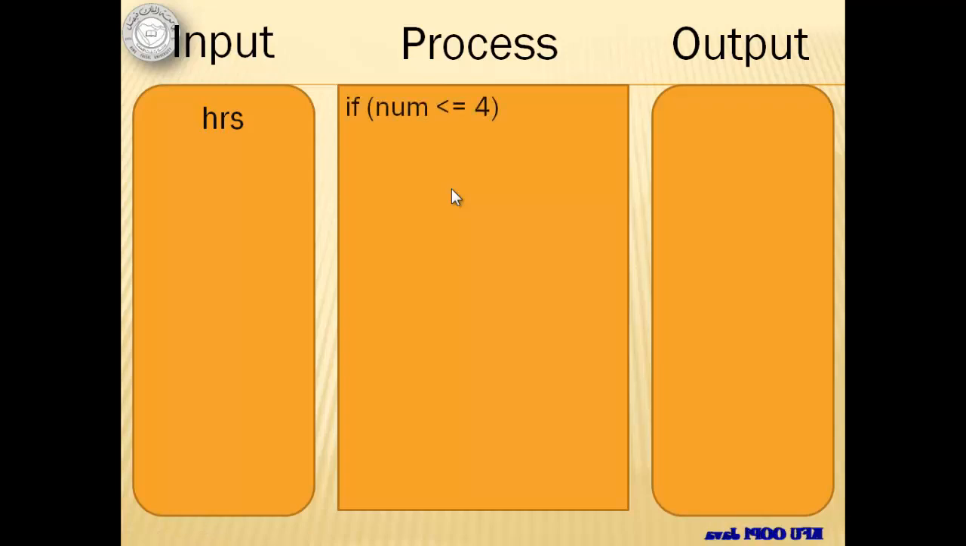So for the first 4 hours, if the number is less than or equal to 4, the salary is equal to the number of hours times 8. So that's for 1, 2, 3, and 4. But if it's more than 4, like 5, 6, 10, 100, then the salary will be equal to 32. 32 is the basic pay for the first 4 hours. And then hours minus 4 times 10. So the succeeding hours after the first 4 will be multiplied by $10. Our output will be the salary.